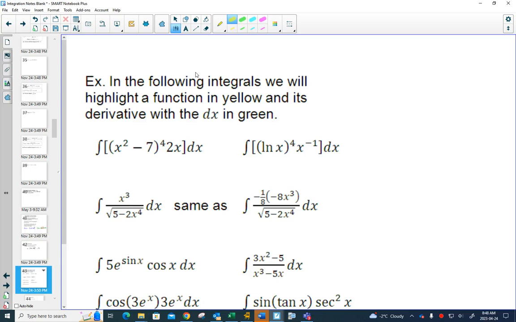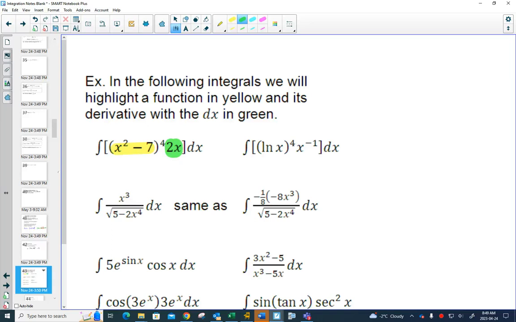So for example, in the first one, I see an x squared minus 7 inside the power of 4. So I have a function inside of another function. Then in green, I'm going to check, is the derivative of the yellow part present? What is the derivative of x squared minus 7? The derivative is 2x. Yes, it is. And this tells us that if you did the derivative, a chain rule happened. So now for integration, we are going to undo that chain rule.